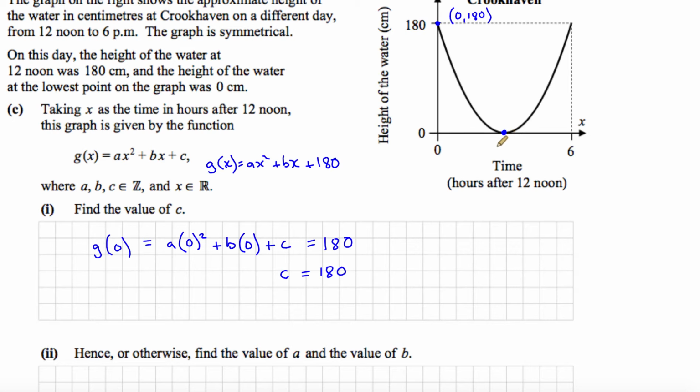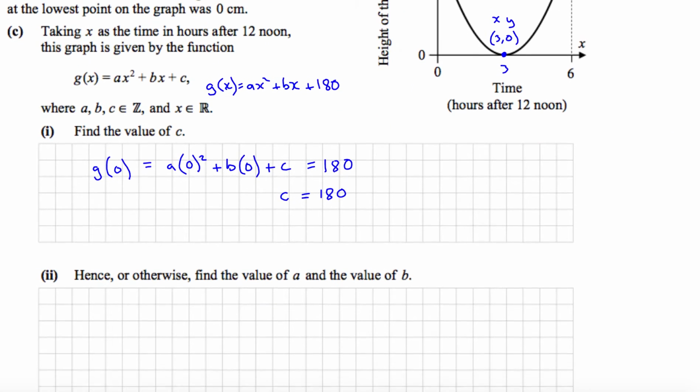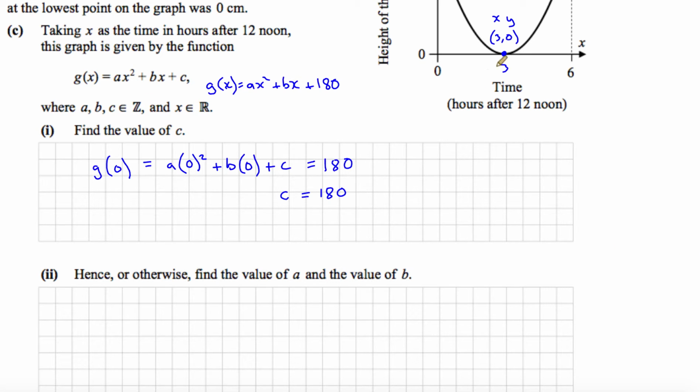Well, I know this point here is a point on the curve, and the graph is symmetrical, like it said in the question. So the lowest point would be halfway between 0 and 6, so that's 3 there. The coordinate of this point would be 3, 0. So if I put 3 in, I should get an answer of 0.